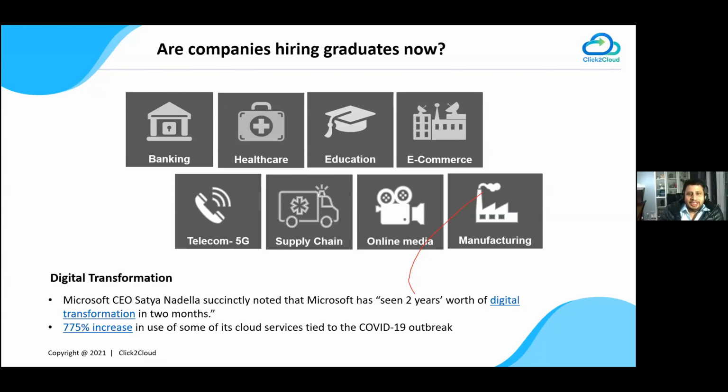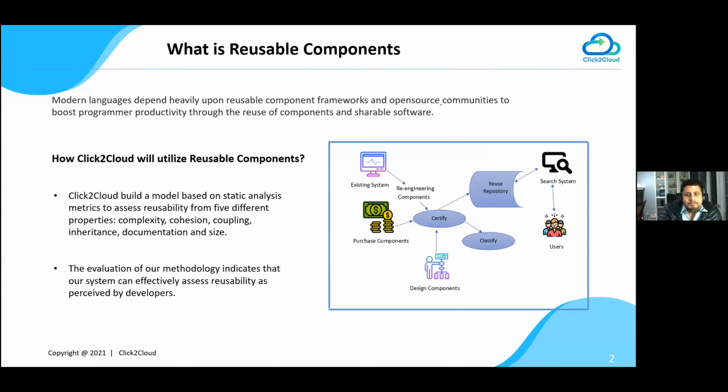Are the companies hiring the graduates? That's a big question because there is a pandemic going on. One thing that came out of the pandemic is that most of the companies have pushed digital transformation to the next level. Recently we saw Satya Nadella say that 2 years' worth of work has been done in 2 months. And we also saw a 775% increase in cloud services. I'll try to just cover this very quickly.